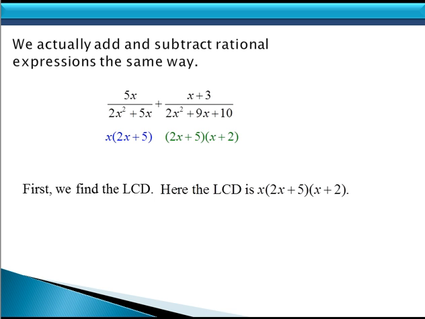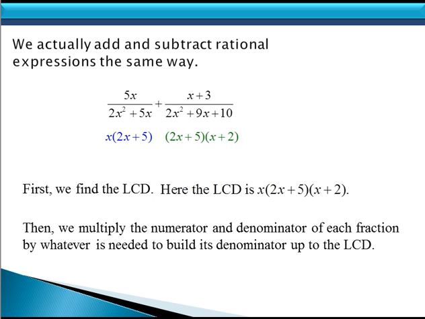So the next thing we need to do is to build each of these denominators up to the least common denominator. So we need to think about what factors are missing. What would I have to multiply the first denominator by to get the least common denominator? Well, notice that the only factor that's missing is the x plus 2. So we'll multiply that fraction, top and bottom, numerator and denominator, by x plus 2.